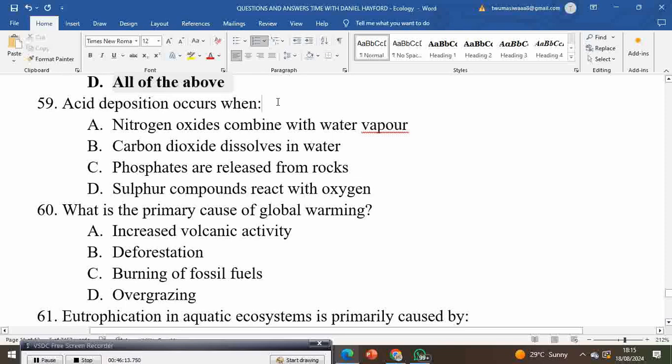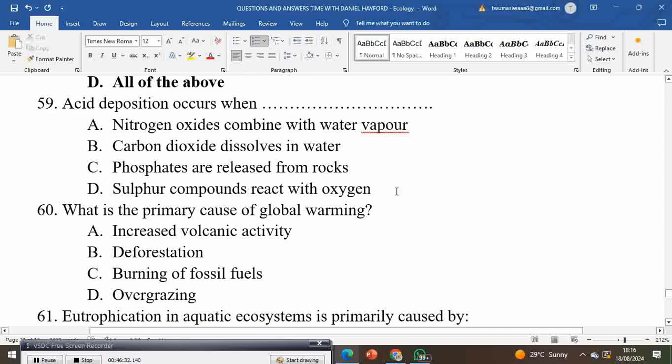Now, 59. Acid deposition occurs when the blank. So what should be your best option to complete the sentence? A, nitrogen oxides combine with water vapor. B, carbon dioxide dissolves in water. C, phosphates are released from rocks.